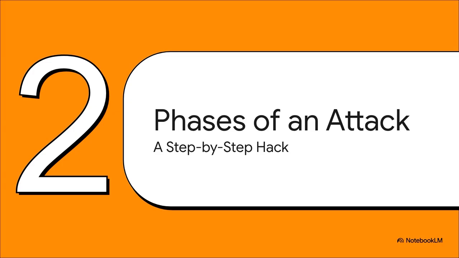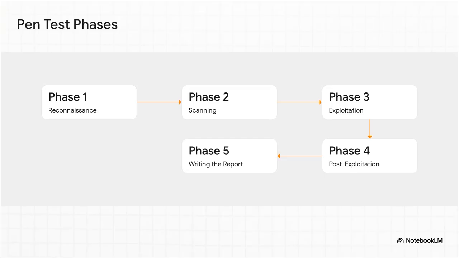Okay, so how does this actually work? It's not just some random, chaotic hacking. No way. A real professional pen test is super structured. It follows a very specific step-by-step process. And here they are, the 5 phases. It all starts with gathering info and goes all the way through to writing up that final report.